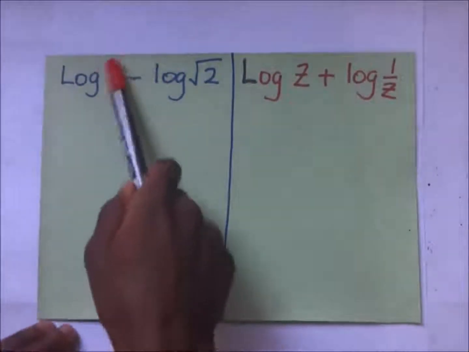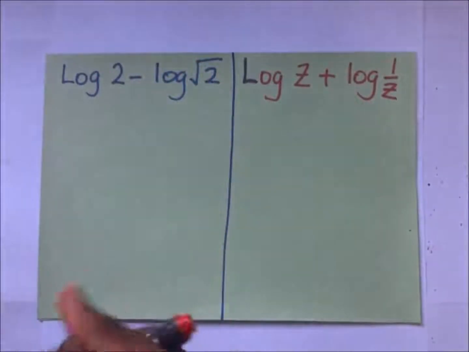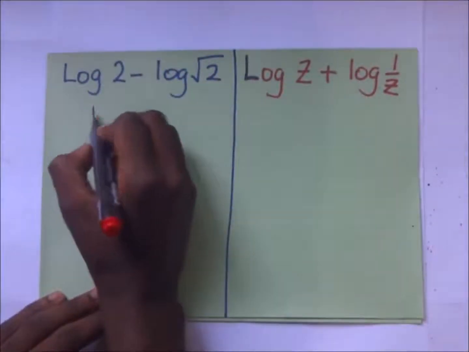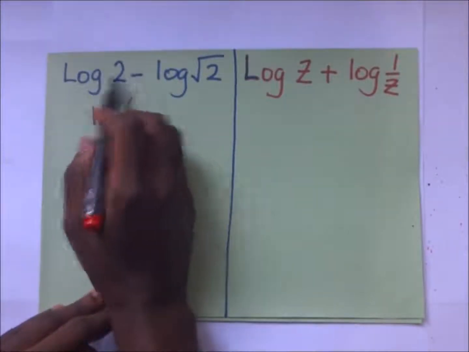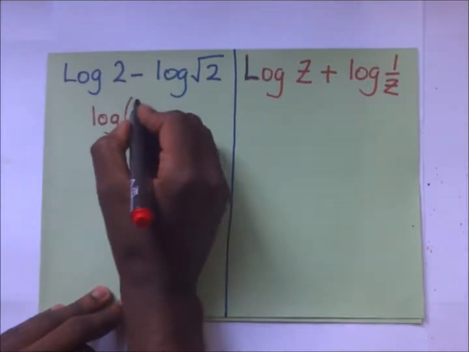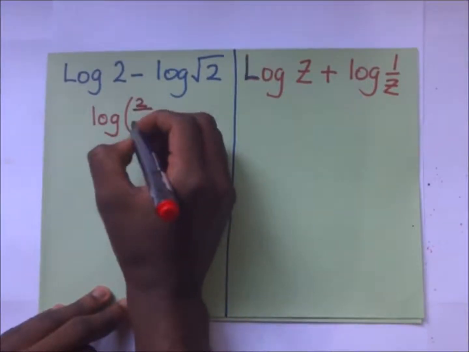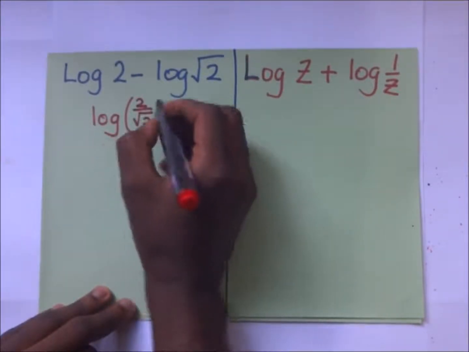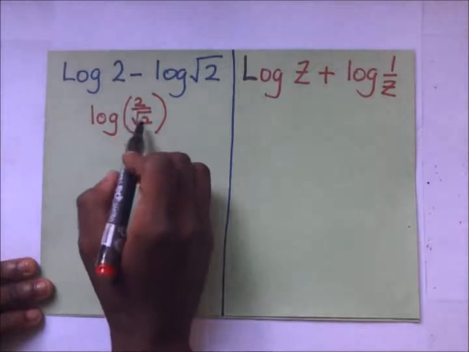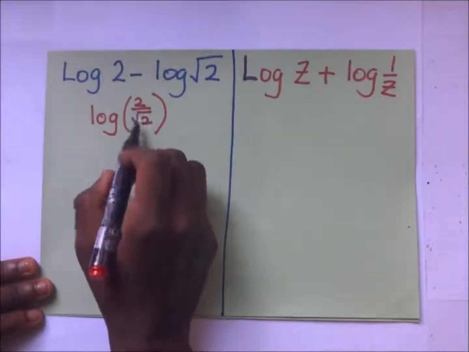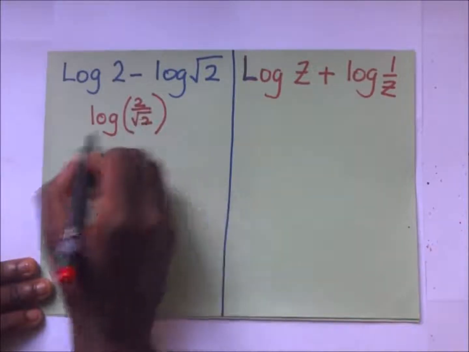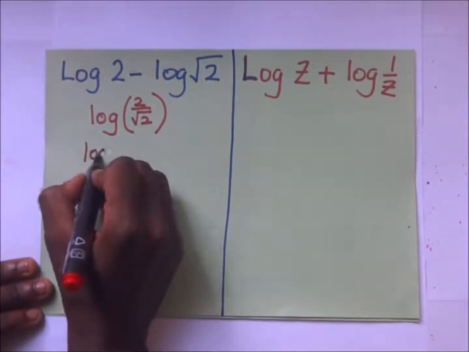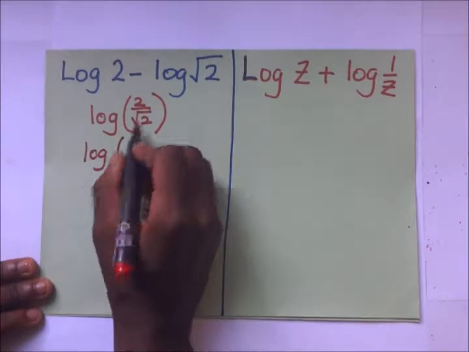You simply divide the numbers. So in this case, we shall maintain the log with its base. So it's log base 10 of, since it is subtraction, we divide. It's 2 divided by the square root of 2. So for 2 divided by the square root of 2, we are going to rationalize this denominator.